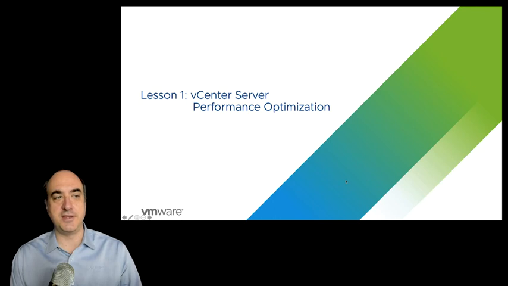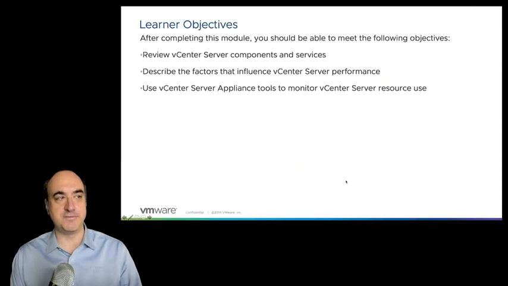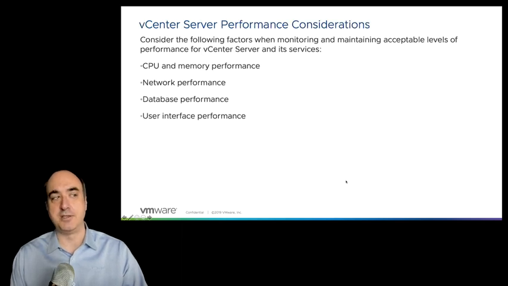So, in this lesson, we're here to talk about the vCenter components and services, the factors that influence vCenter Server's performance, and the vCenter Server appliance tools that we have available to monitor the vCenter resource usage. Just like all the ESXi server resources such as CPU, memory, storage, and networking, we need to consider all those for vCenter as well, including the vCenter database. So here we are taking a look at those considerations, the key factors in monitoring and maintaining acceptable levels of performance of vCenter and all of its services.